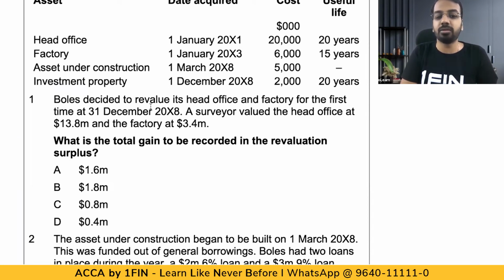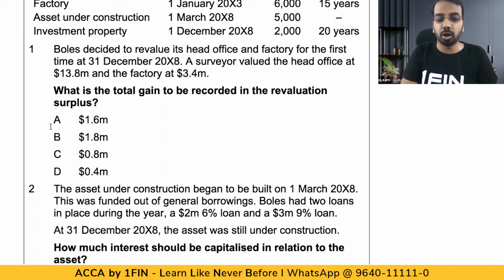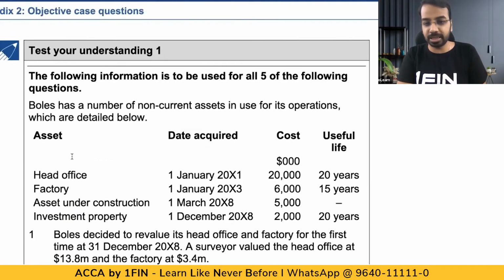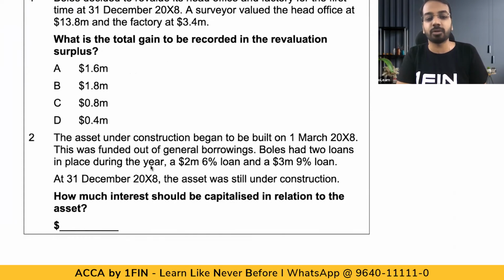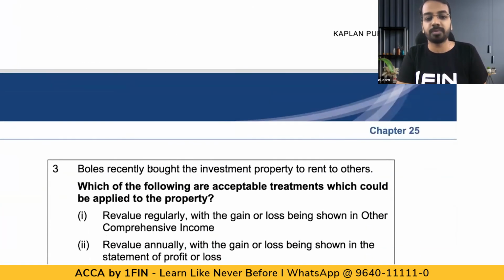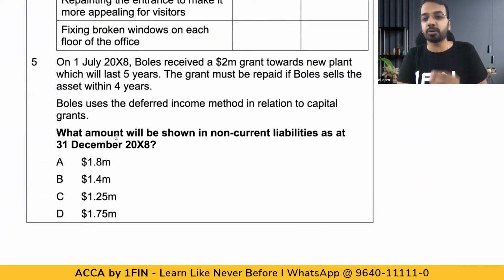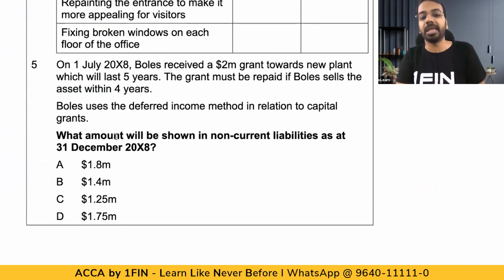They have decided to revalue its head office. Then what should be done? A, B, C, D. So this is a case scenario. This entire thing is a case, and based on that, there are 5 questions: 1, 2, 3, 4, and 5. So these are objective type questions which you are supposed to answer based on the given information.